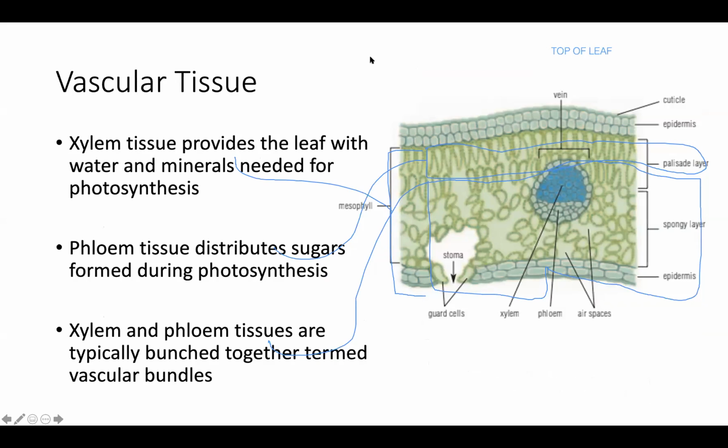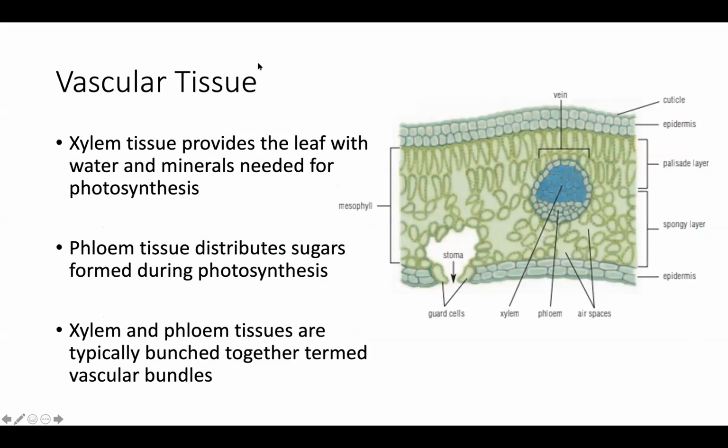So we're going to talk about vascular tissue a little bit here. I'm just going to clean up my slides. Okay, so same thing. This is just not a microscopic view. This is like an animation of the leaf, a little bit easier for us to see the organelles. So vascular tissue in general is what's going to transport food and water throughout the plant. So again, xylem tissue provides the leaf with water and minerals needed for photosynthesis.